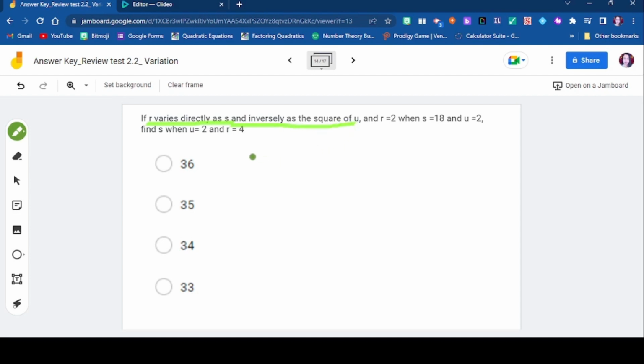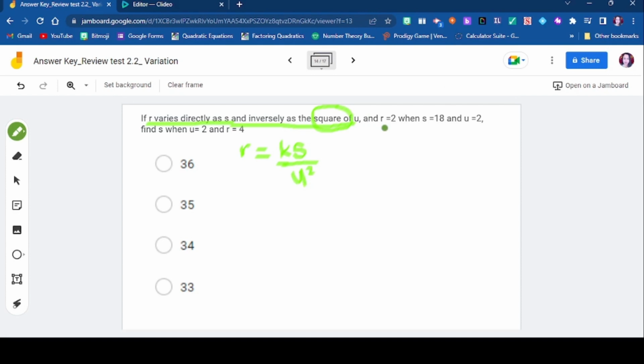So let us have the mathematical statement first. So this is R is equals to, let's work first with varies directly as S. That means the constant is being multiplied by the S, and it says inversely, so you have to divide that by the square of U. So you have to be careful of the word square of, because most of you will tend to forget that there's a word square or there's a word also square root. So always read properly, analyze properly the statement. So the square of U is this one.